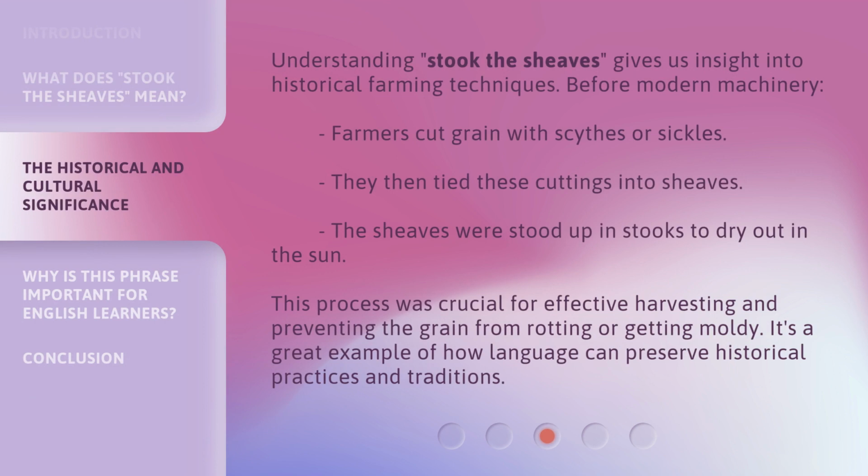Understanding "stook the sheaves" gives us insight into historical farming techniques. Before modern machinery, farmers cut grain with scythes or sickles. They then tied these cuttings into sheaves. The sheaves were stood up in stooks to dry out in the sun. This process was crucial for effective harvesting and preventing the grain from rotting or getting moldy. It's a great example of how language can preserve historical practices and traditions.